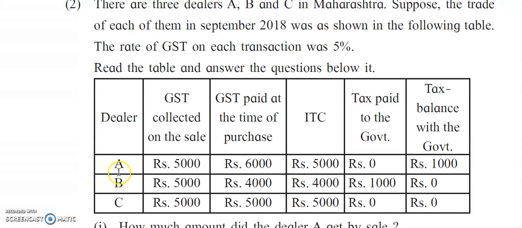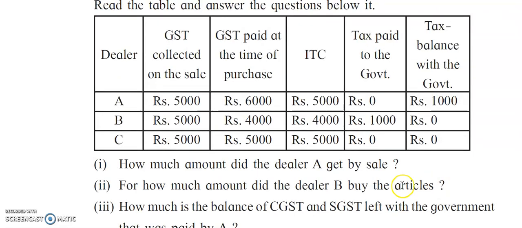Dealer A, given, and the GST collected is 5000 and paid at purchase 6000. That is ITC 5000 and tax paid 0, and the tax balance towards the government is 1000. For B it is 5000, 4000, ITC is 4000, tax paid is 1000 and balance is 0. For C, GST collected 5000, paid 5000, ITC is 5000, tax paid and tax balance both are 0.